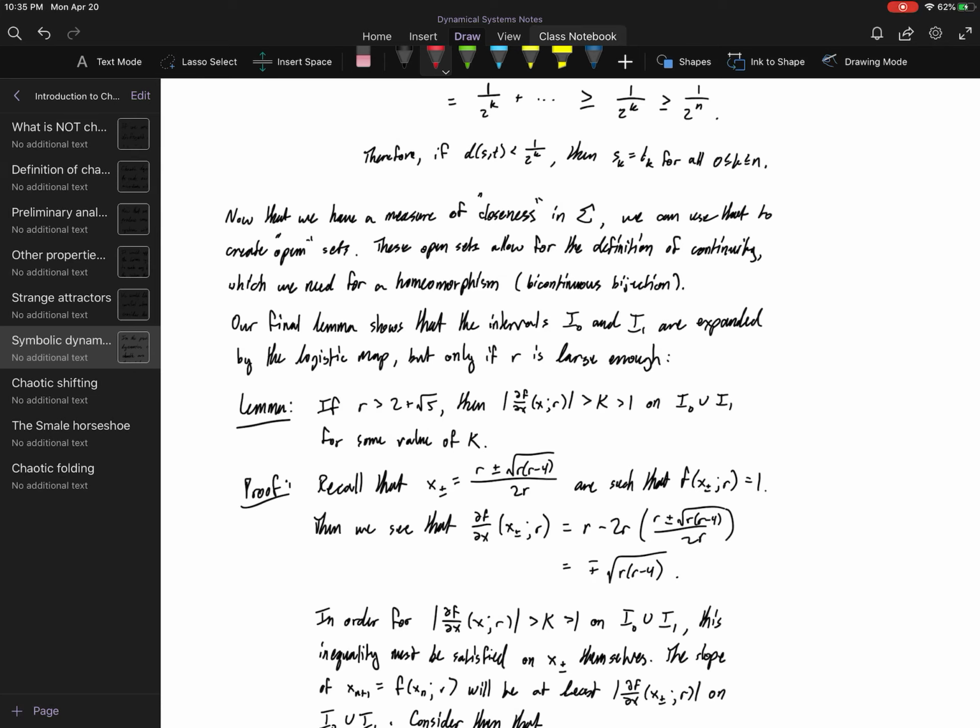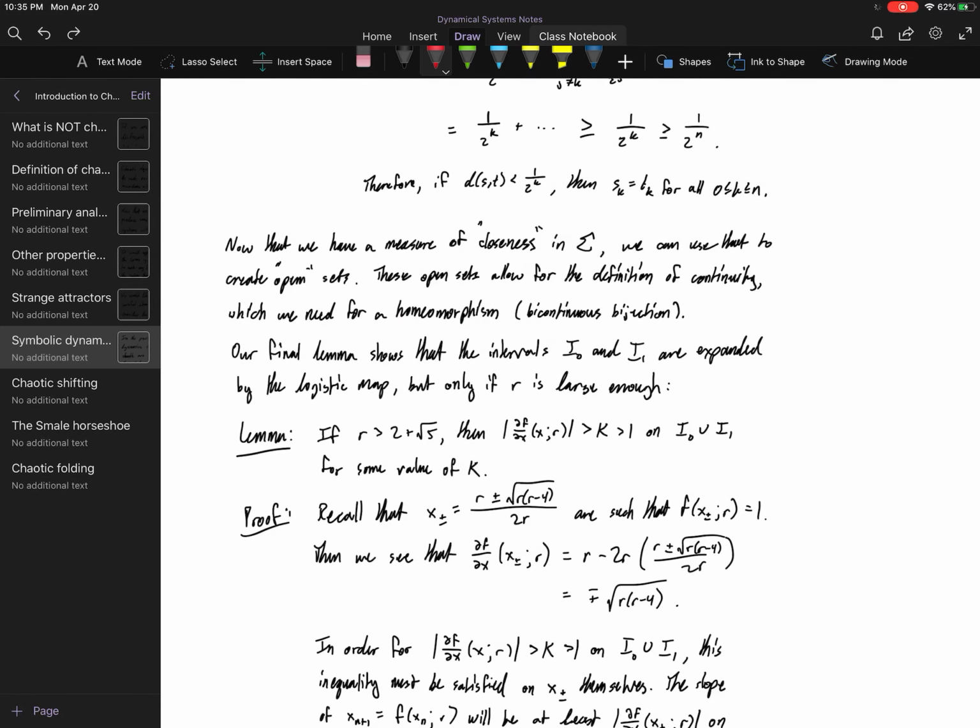But in order to construct a homeomorphism, we need to construct a map that is a bijection. This map is a function in both the forward and backward directions, and it's bicontinuous. It is continuous in the forward and backwards directions. So it gives us a one-to-one and onto correspondence between the open sets of lambda and of sigma. So this is where we're trying to go. We want to create this homeomorphism.